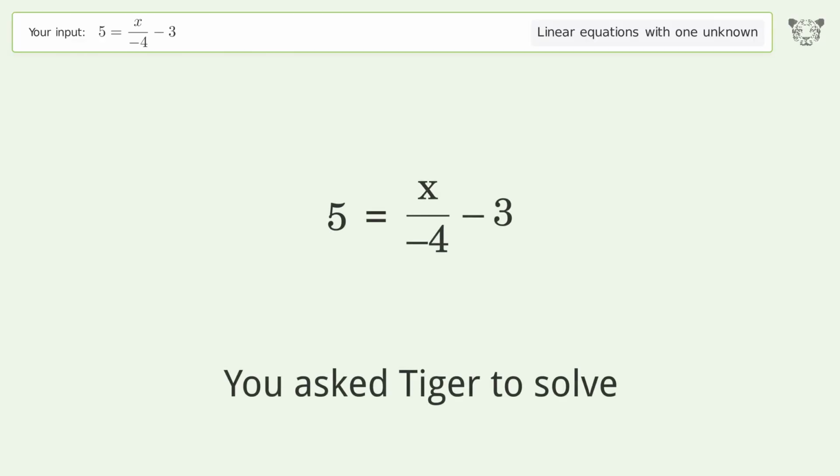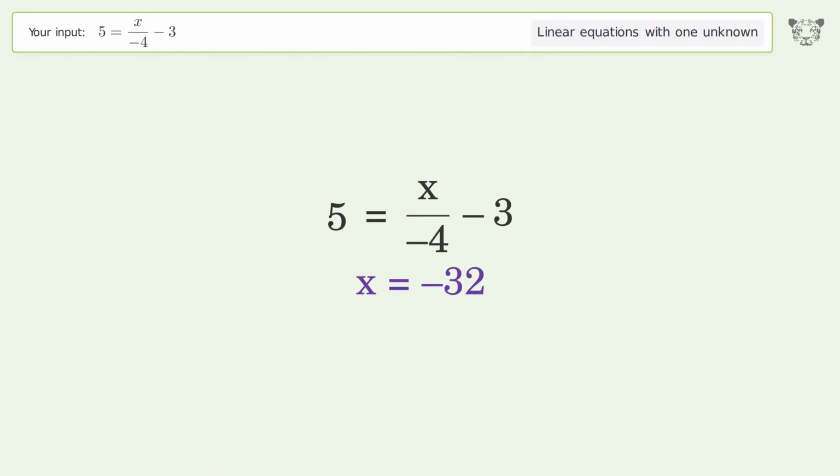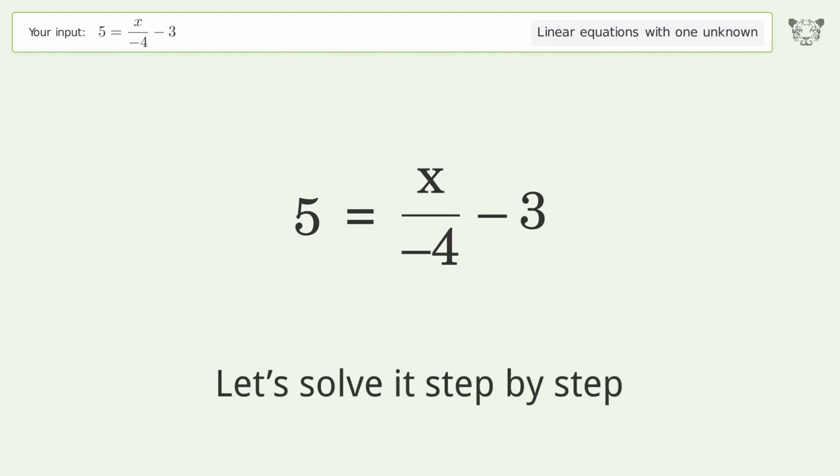You ask Tiger to solve. This deals with linear equations with one unknown. The final result is x equals -32. Let's solve it step by step.